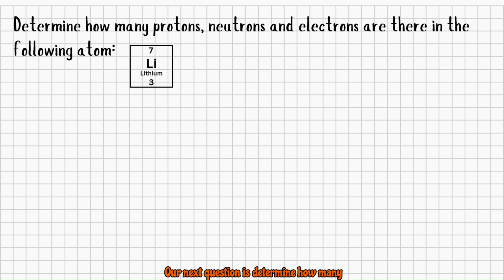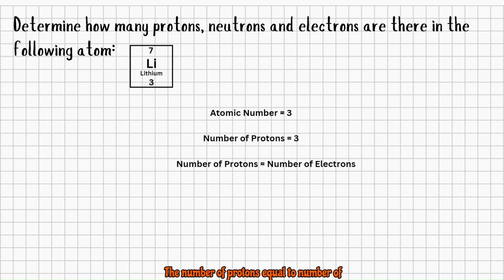Our next question is determine how many protons, neutrons, and electrons are there in the following atom. This time we have the element lithium. Li is the symbol for lithium, and 7 is its mass number, and 3 the atomic number. So our atomic number is equal to 3, which means that we have 3 protons. The number of protons equal to number of electrons. So that means that we have 3 electrons.